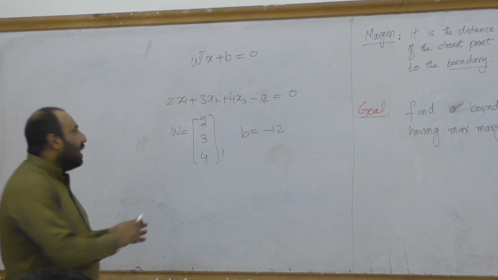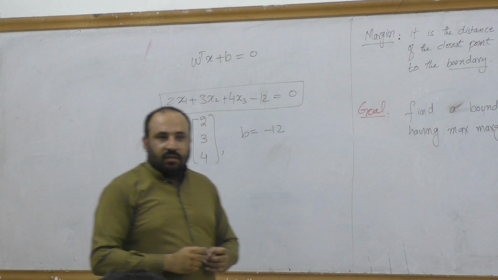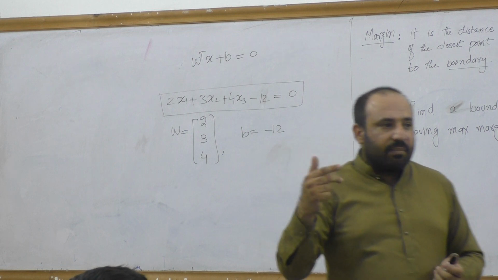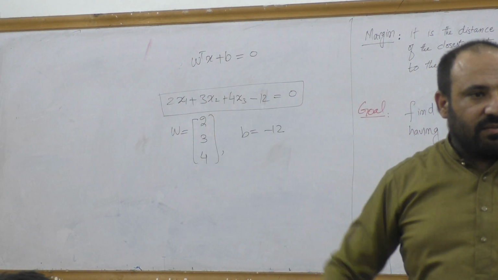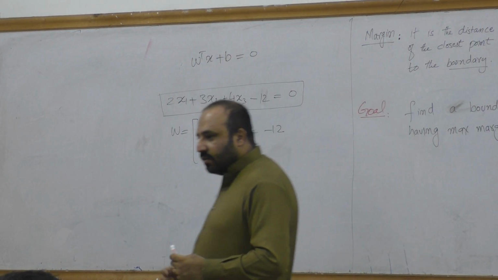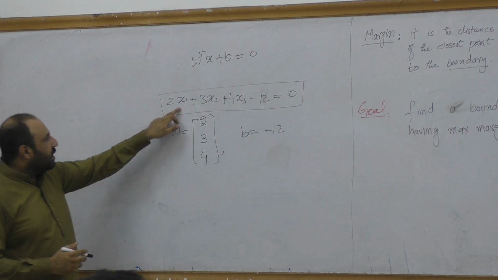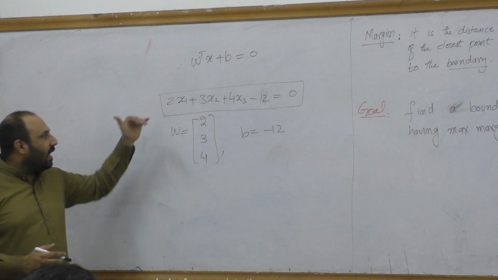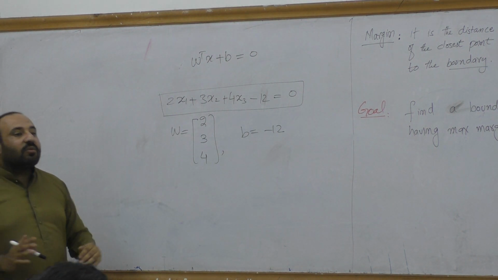Okay, tell me some point that lies exactly on this plane. Tell me three numbers, x1, x2, x3, that satisfy this equation, that lie on this plane. 0, 0, 3. Yes, 0, 0, 3 lies on this plane.